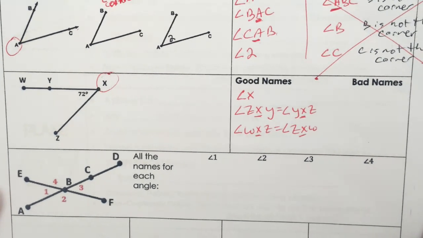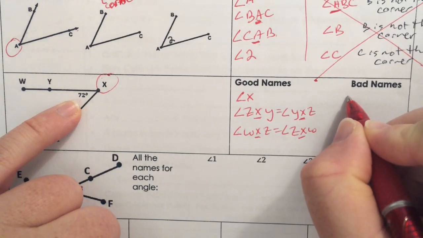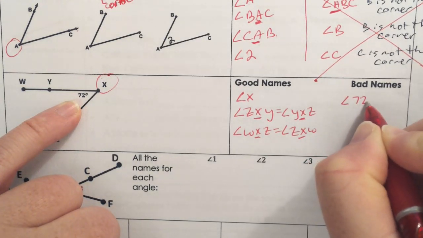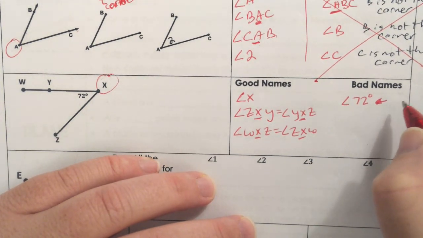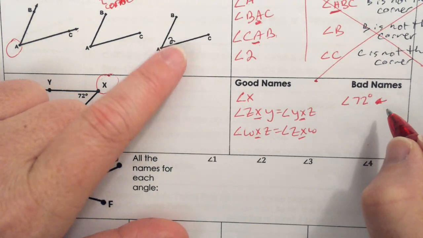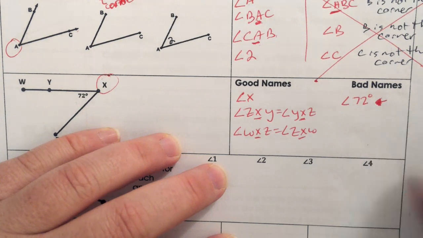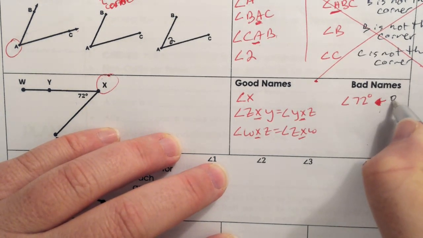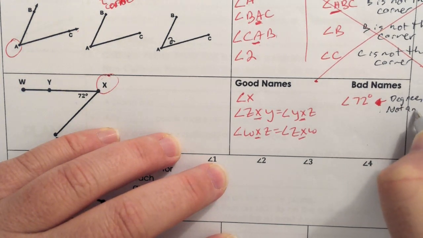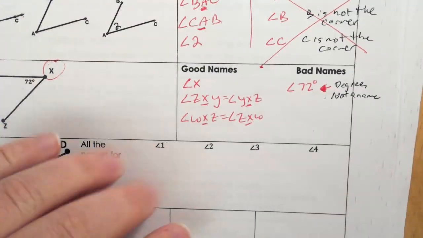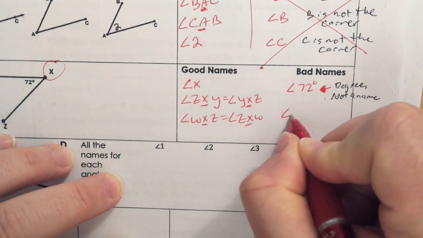Now let's talk about the bad names. What are the bad names? We cannot call this angle 72. We cannot call this 72 because that is a degree, not a name. See, 2 was the name. This is a degree. So 72 is a degree, not a name. That's why that's bad.